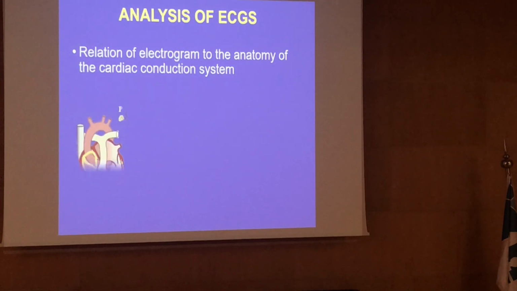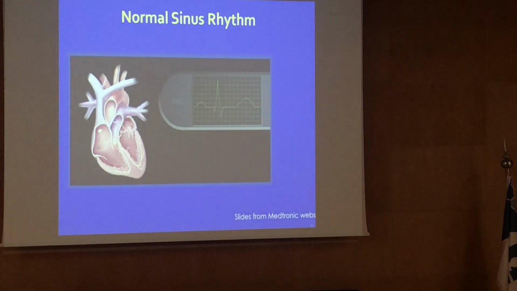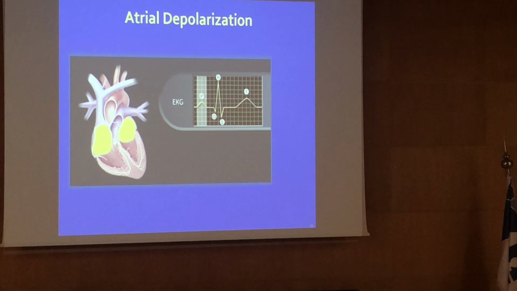So, we know that the P wave is atrial depolarization. PR is the AV node conduction. The QRS complex is the depolarization of the ventricle. Just a cartoon showing the same thing. So, when the sinus node fires, is there anything in the ECG? Just sinus node activated. No, because the activity is small, we cannot detect it with electrodes outside the body. Okay. When the atria are depolarized, what do we see?